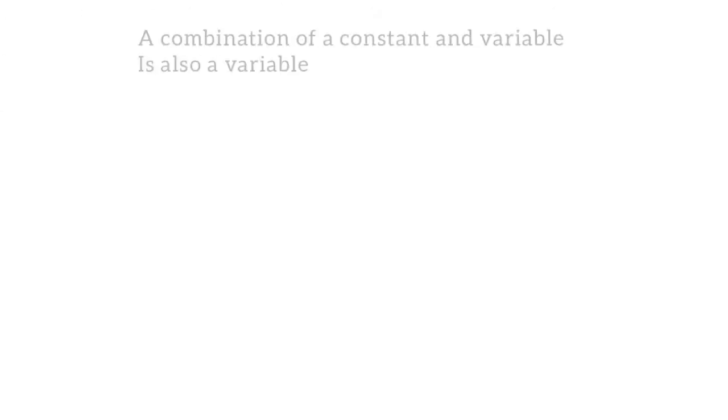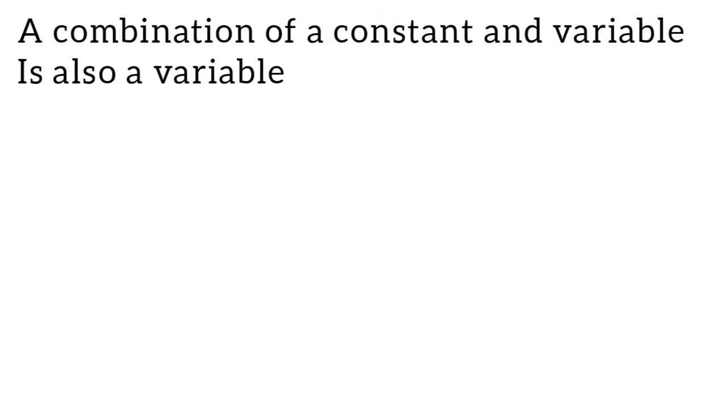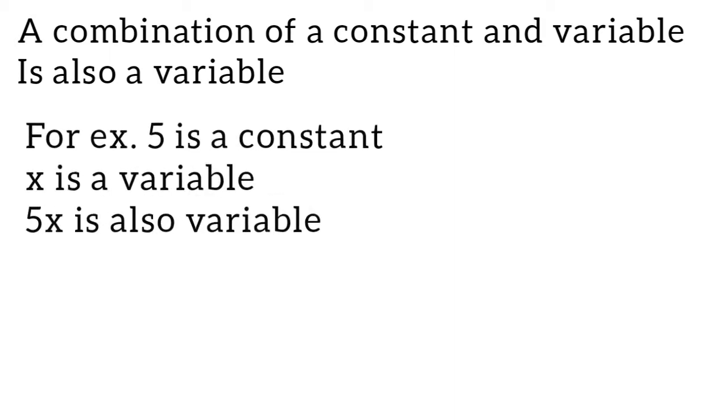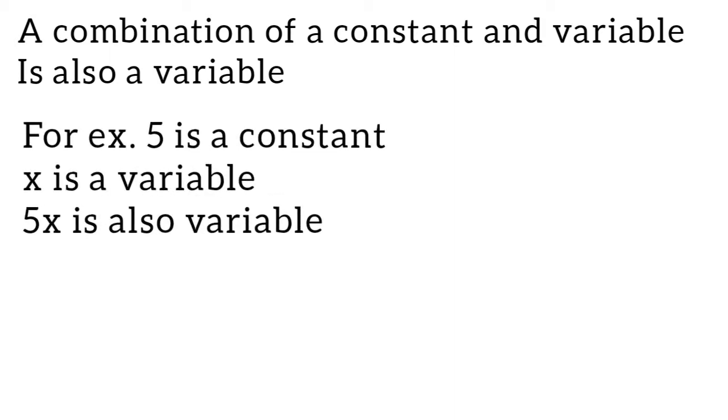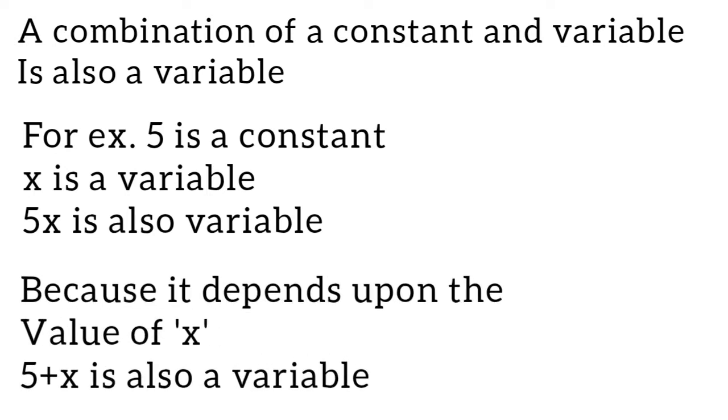Also, a combination of a constant and variable is also a variable. For example, 5 is a constant and x is a variable. 5x is also a variable because it depends upon the value of x. 5 plus x is also a variable, and so on.